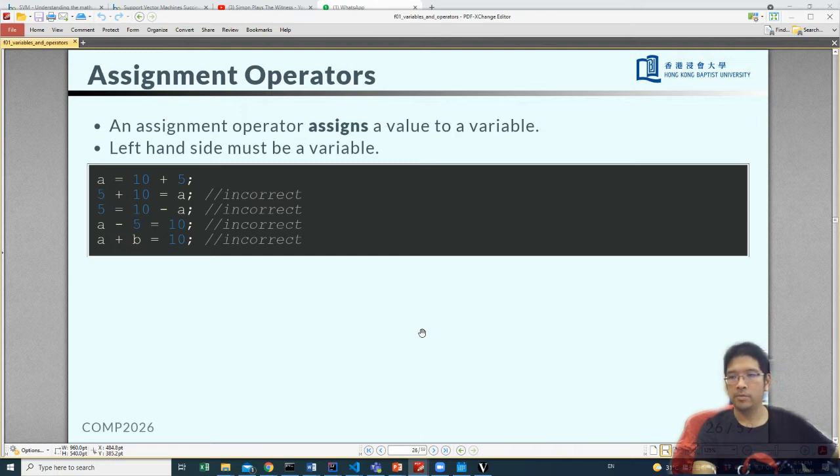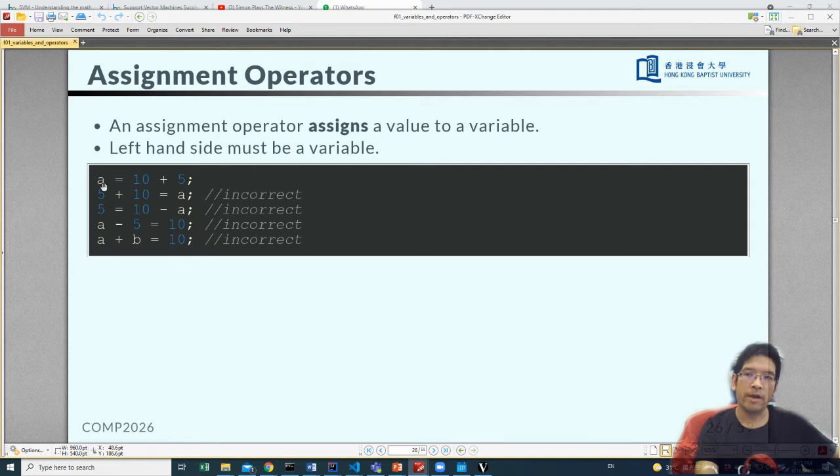Assignment operator, which is an equal symbol. Okay, in mathematics, the equal symbol basically says that the left side equals the right side. But in programming languages, this operator actually is telling us to put the thing on your right hand side into your left hand side. So your left hand side must be one single variable. You can't put, let's say, 5 plus 10 on your left or A plus B on your left. No, you can't do it.